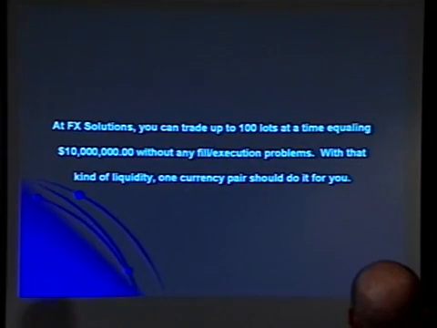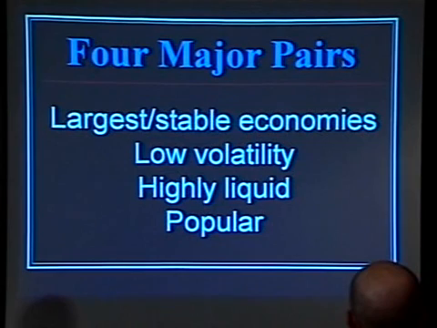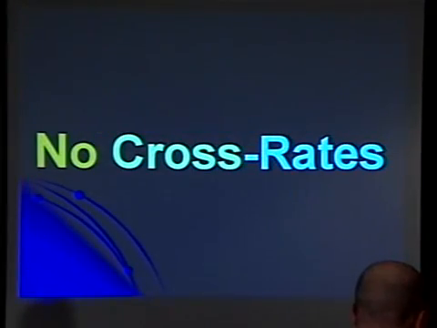I know a guy in South Africa who trades 55 lots at a time, and his average take is about 25 grand. The 4 major pairs we recommend are recommended because they represent the largest stable economies, represent low volatility, they're highly liquid, and they're popular. Does anybody know what cross rates are? Don't trade them. Most traders trade against the US dollar, cross rates don't. I don't know why you'd want, especially as a newbie, I don't know why you'd want to trade against something other than the US dollar. It doesn't make sense. What is it? Well, you would trade the euro against something other than the US dollar. That's called a cross rate.